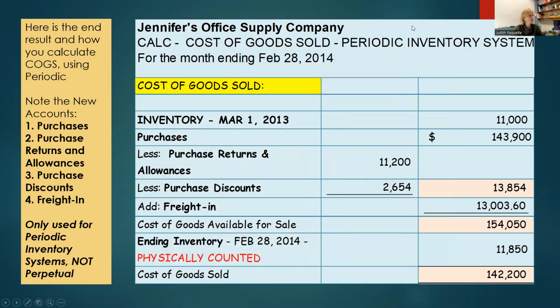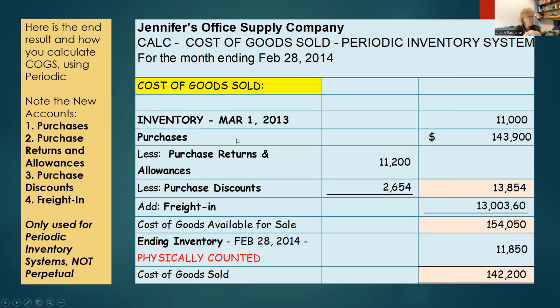And so how does that look on here? Beginning inventory is 11,000, that's 1, plus purchases for 143,900, that's 2. Less purchase returns and allowances, that's 3. Less purchase discounts, that's 4. Add freight in, that's 5. That gets us to goods available for sale. Then the problem has to give you ending inventory. And then you have cost of goods sold. So you've gone through that whole calculation to figure out cost of goods sold. That is how periodic systems work.